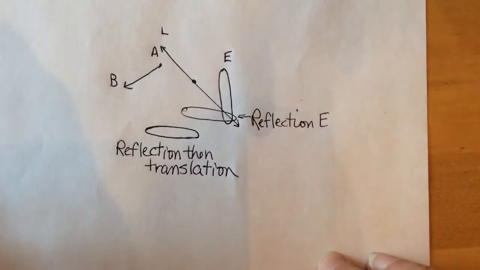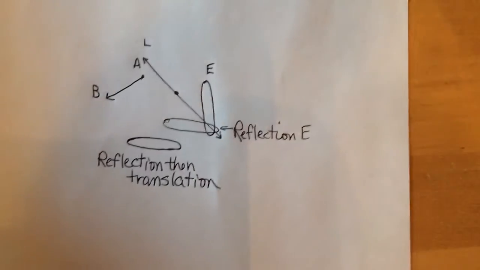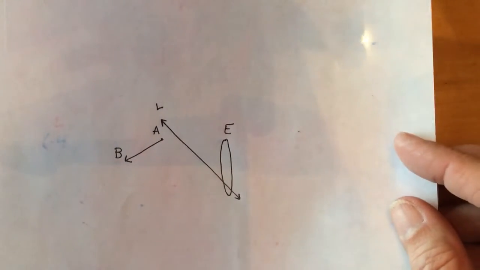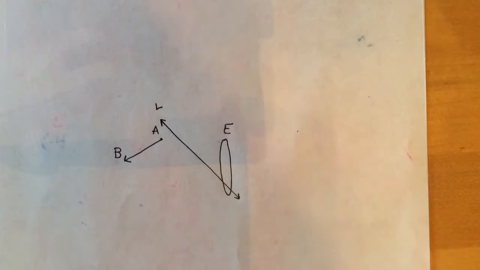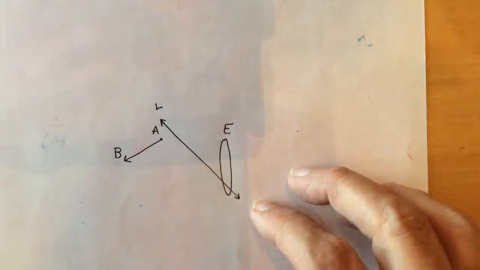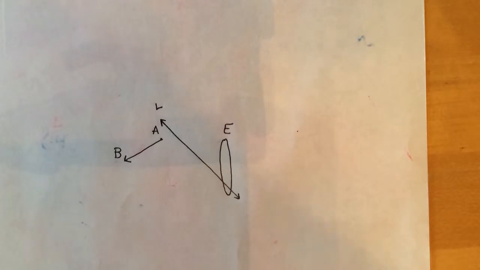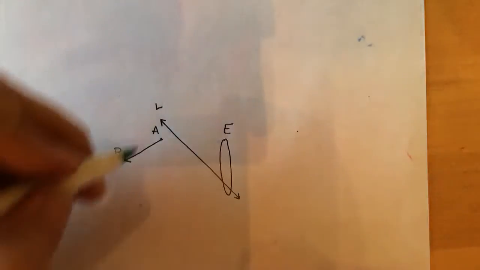Okay, so this is reflection, then translation. Now we're going to do the same thing, except we're going to do the translation first, and then the reflection. And I know I've already told you we're going to get a different result, but let's go ahead and do it. My red is drying out, so I'm going to use green.